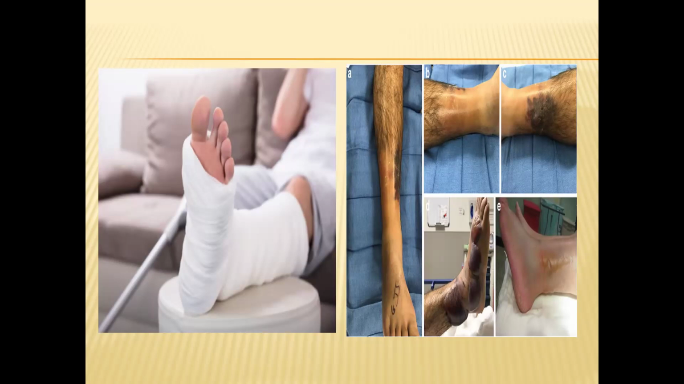So simple fractures will be managed conservatively by applying a posterior slab or cast. If fractures are displaced, they will be managed with open reduction and internal fixation. So in this picture, we can see screw fixation of the medial malleolus and plating of the lateral malleolus.